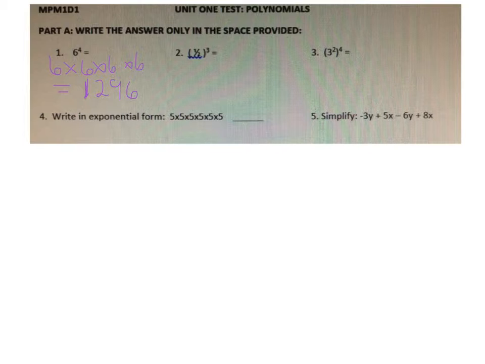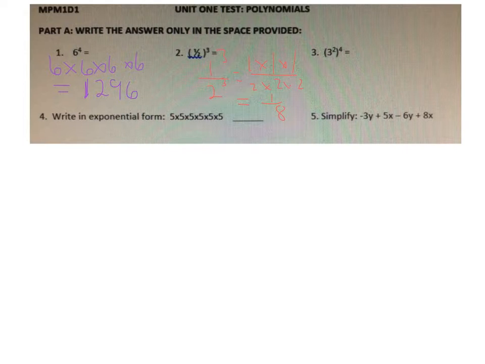All right, moving on to the next question. We have a fraction, 1 over 2, to the exponent 3. So when you have that fraction and the numerator and the denominator are both in the bracket, that means that the numerator and the denominator have an exponent of 3. That means 1 times 1 times 1 on the top, and 2 times 2 times 2 on the bottom. That means 1 over 8 for our final answer.